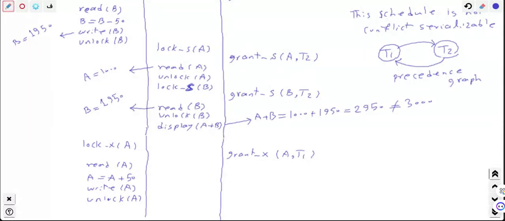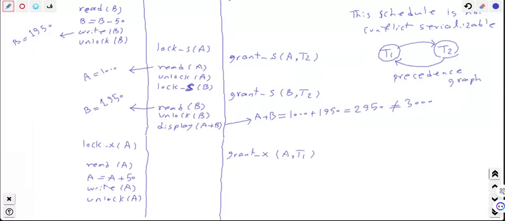And as you saw, we checked the values of A. We reached this fact that A plus B is not 3000. It's 2950. So this schedule is not consistent. This schedule is not conflict serializable. Okay, so this example shows us that having logs is not enough.